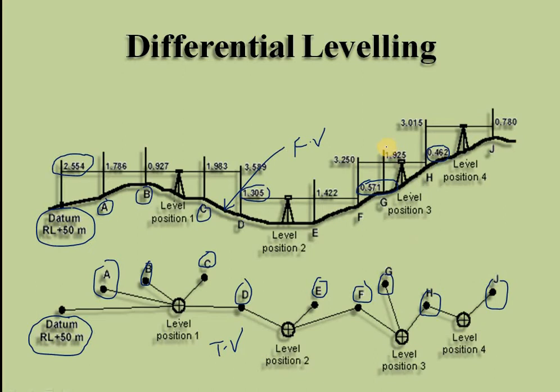Here 1.92 will be the backside and 0.462 will be the FS. Likewise, 1.422 will be the IS, intermediate sight, and 0.57 will be the FS, and 3.250 will be the BS. Again 1.92 will be the intermediate sight and 0.462 will be the FS, and 3.015 will be the backside and 0.780 will be the foresight.